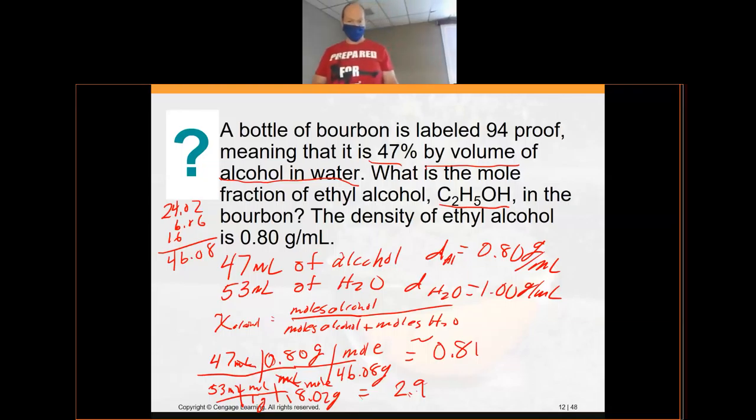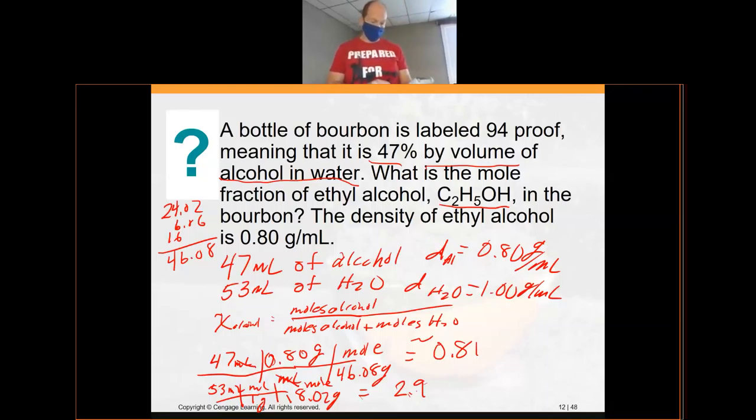They assumed a 1 liter sample instead of a 100 milliliter sample. All right, so if you take the 47 times the 0.8 divided by 46.08, you get 0.782. Except I didn't do that right. That is not what you get.